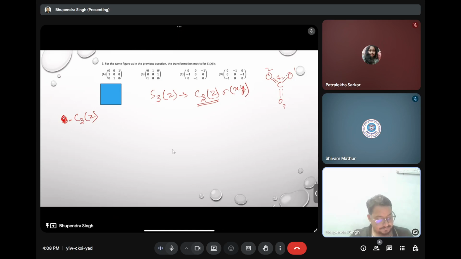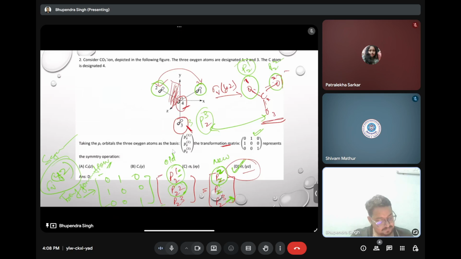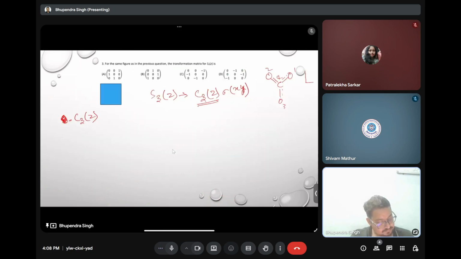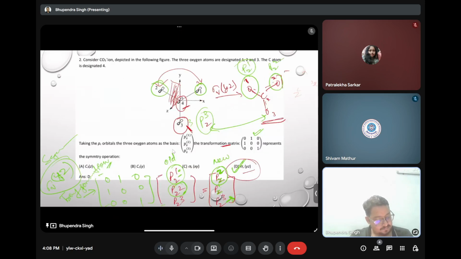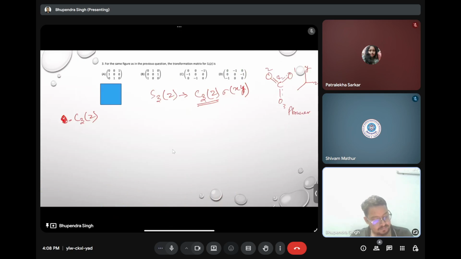So in the previous one, X, Y and Z: this is your Y, this is your X, this is Z. Now along the Z direction, look at this figure. This is your planar molecule, right? So Y is here, this is X, this is Z. So your Z is above the plane.